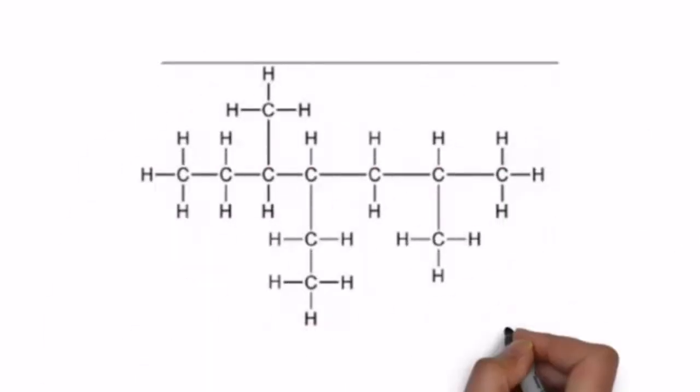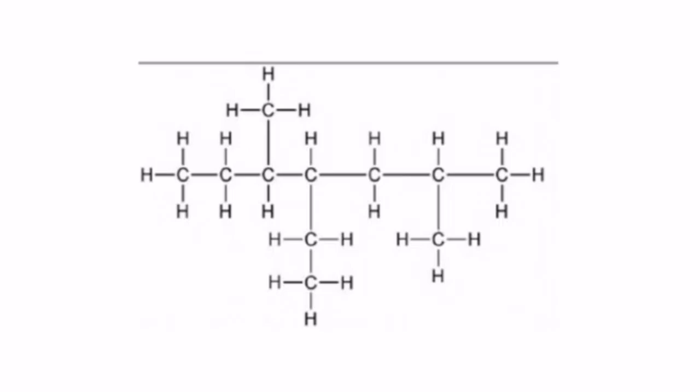So here's another structure. From left to right, let's consider the functional group, 1, 2, 3. Let's consider the longest chain from left to right: 1, 2, 3, 4, 5, 6, 7. We have 7 carbon atoms. We can say that the straight chain is the longest chain.